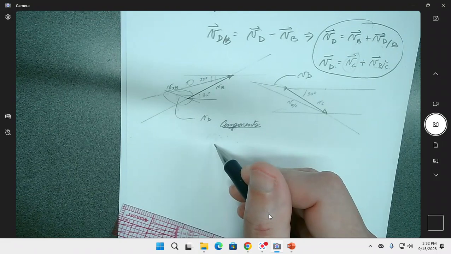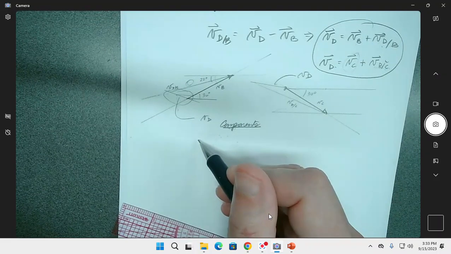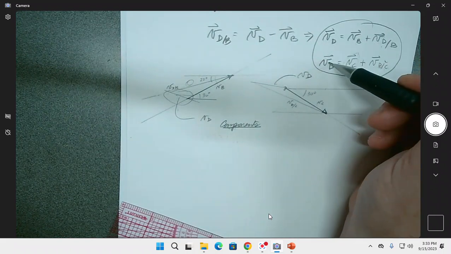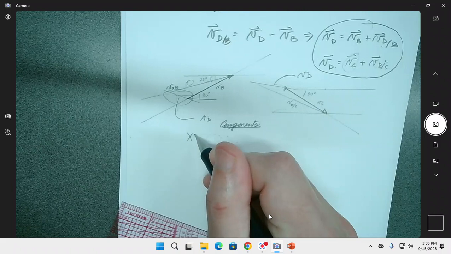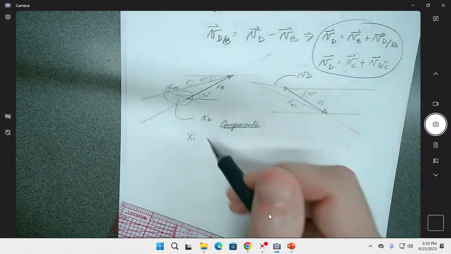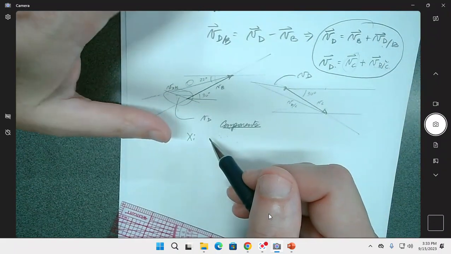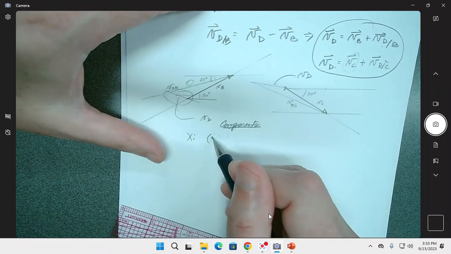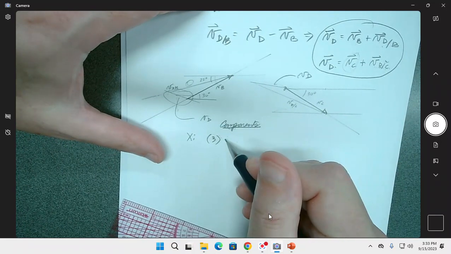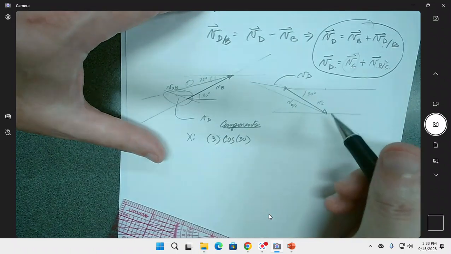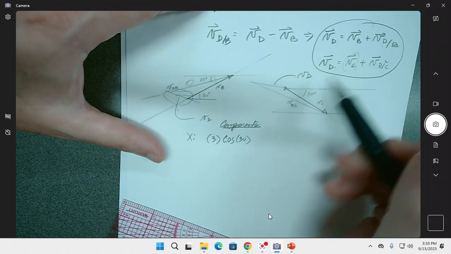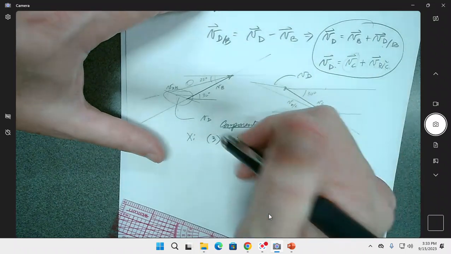Could we go? We know this equals that. So let's go x direction, and we'll go VC. It's going to be 3 times the cosine of 30. All right, so I don't know why I went to C first. I should have gone to B. Sorry, let me go to B.